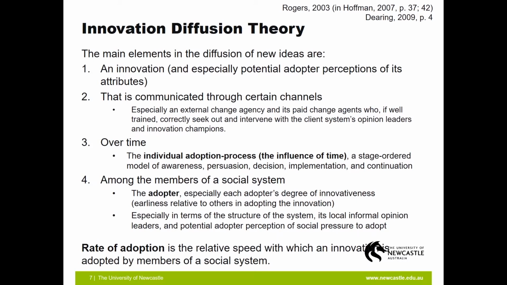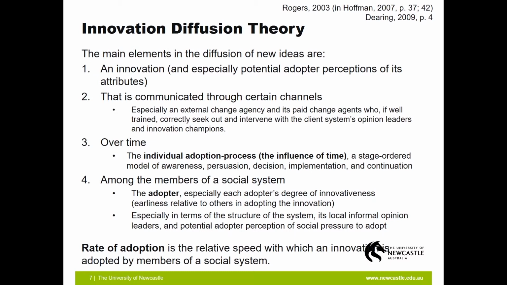So innovation diffusion theory, there's a few elements here, and we're going to go through pretty much all of those in a little bit more detail. So firstly, of course, there's got to be some sort of innovation. And in particular, people need to have perceptions about that innovation's different attributes. So that's a really important part of diffusion theory.